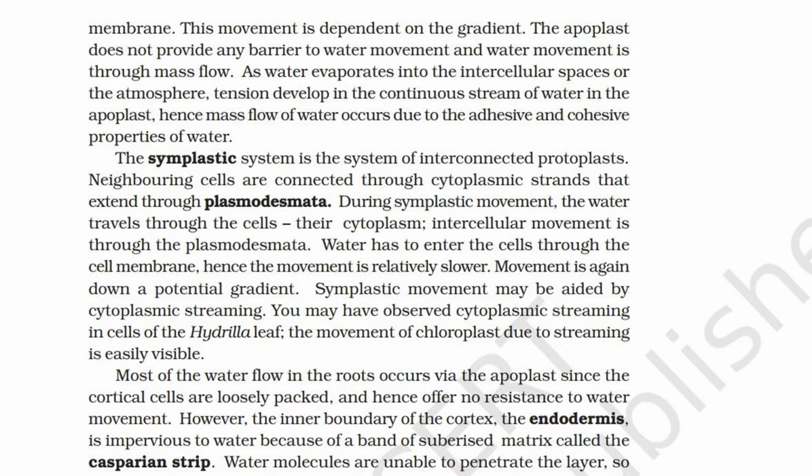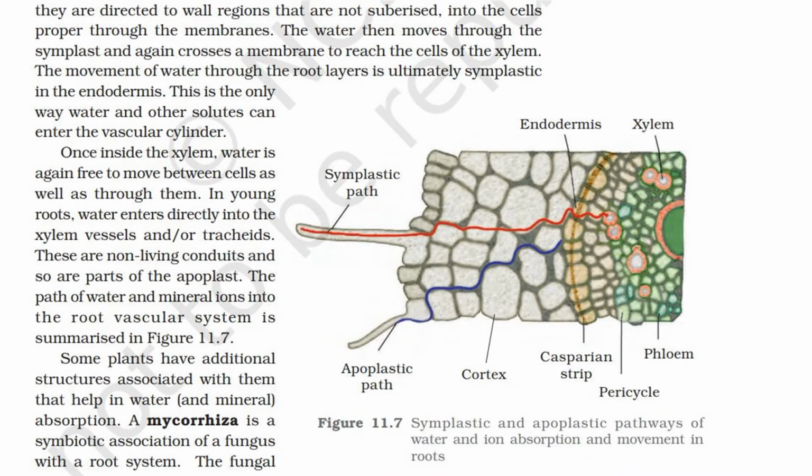However, the inner boundary of the cortex, the endodermis, is impervious to water because of a band of suberized matrix called the Casparian strip. Water molecules are unable to penetrate the layer, so they are directed to wall regions that are not suberized, into the cells proper through the membranes. The water then moves through the symplast and again crosses a membrane to reach the cells of the xylem.